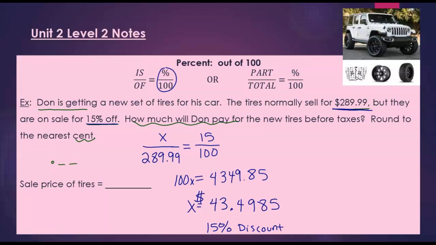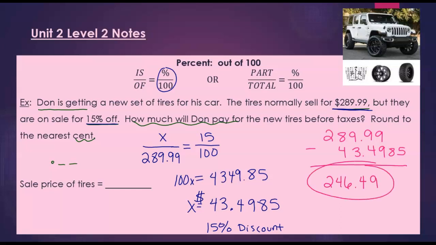Now we need to subtract it from our total. So we know that we are going to pay $289.99 not on sale, but we're going to take off that $43.4985. So let's take 289.99, subtract 43.4985, and we get $246.49. That is what we will pay for the tires, not the $43. We had to subtract that off.